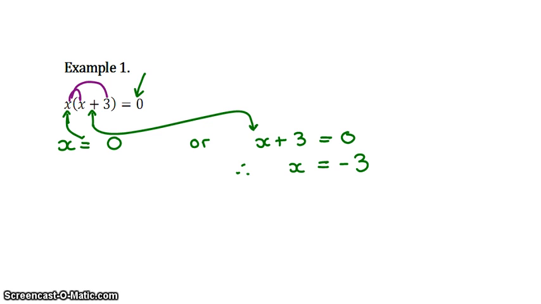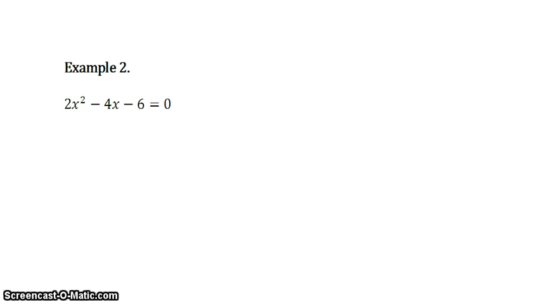So that was a simple example to get us going. Let's look at this guy. It's a quadratic because there's an x squared. So I get everything equal to 0, which has been done for me. I then factorize. When I factorize, first thing I check for is a highest common factor. Do I have a highest common factor in this example? Yes, it's 2. So I get x squared minus 2x minus 3 equal to 0.